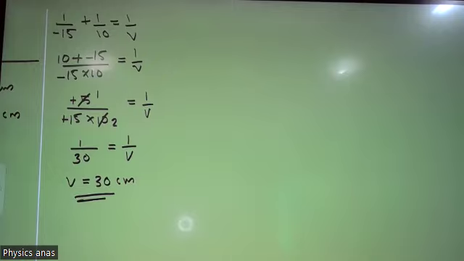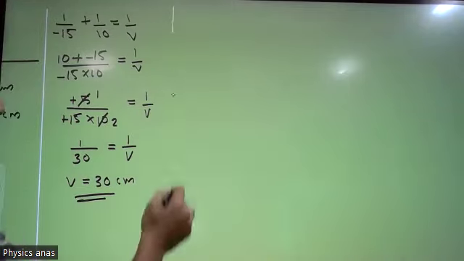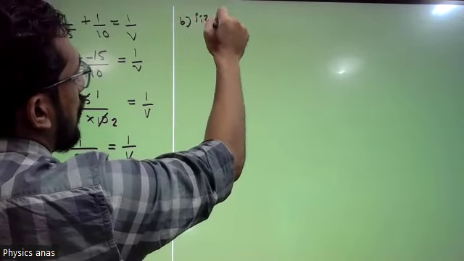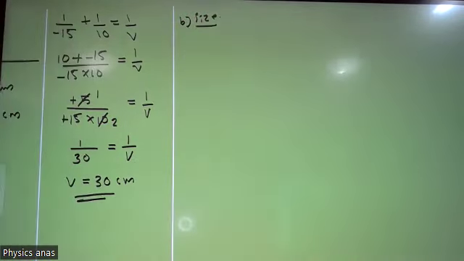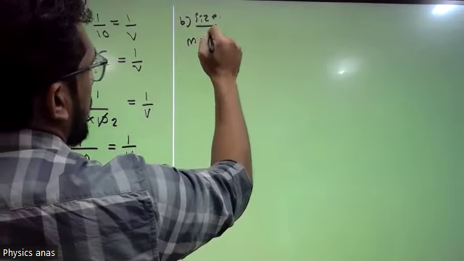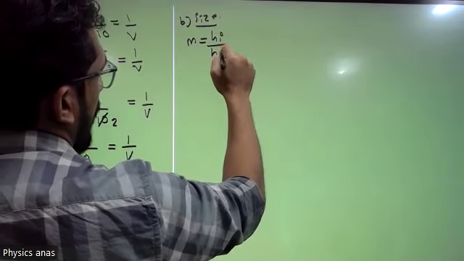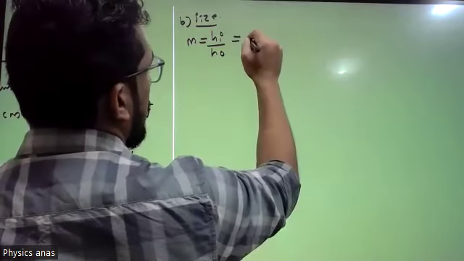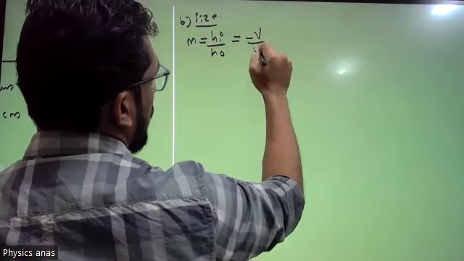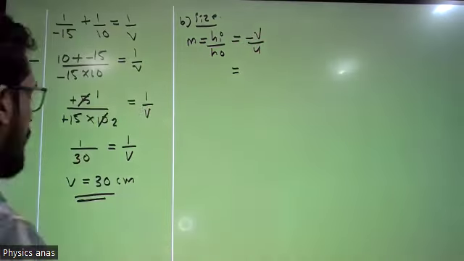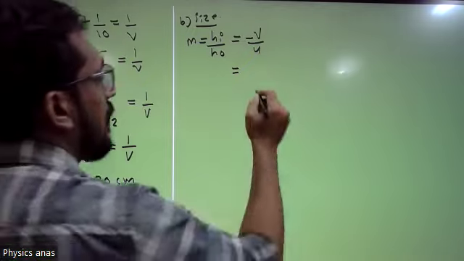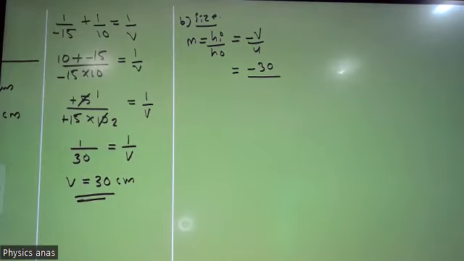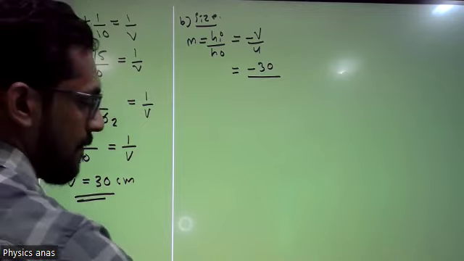What is the size of the image? That is the second part, B, the size of the image. How can you find the size? Magnification. Magnification m is equal to hi by ho. But there is no mention of hi or ho, so minus v by u will be the equation. Minus v is 30 divided by u. What is the value of u? Minus 10.